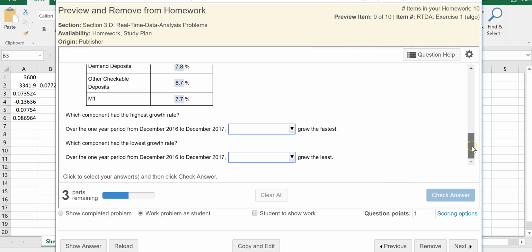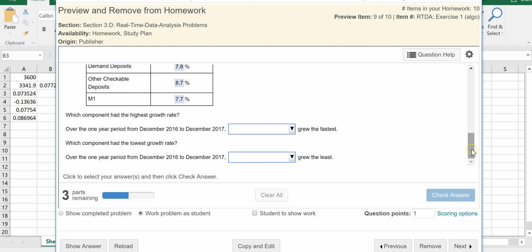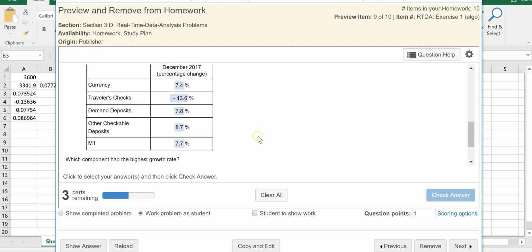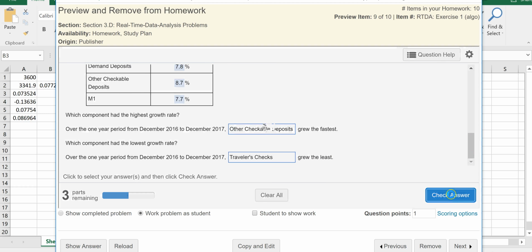Excellent. And which component had the highest growth rate? We can just look at this table. It seems that other checkable deposits, 8.7%, has experienced the greatest growth over last year. And which component had the lowest growth rate? The lowest obviously is this negative number here. That's traveler's checks. So check my answer.